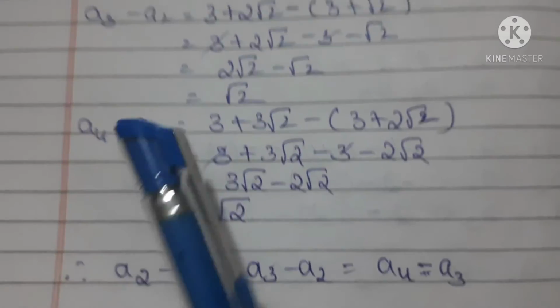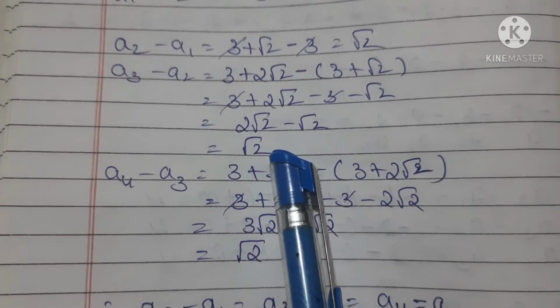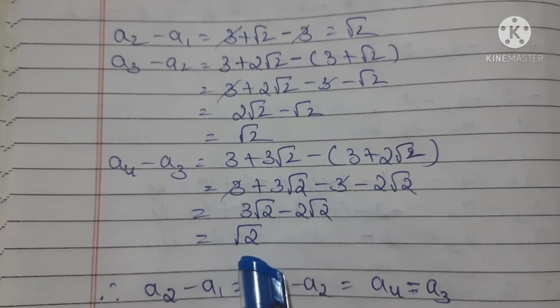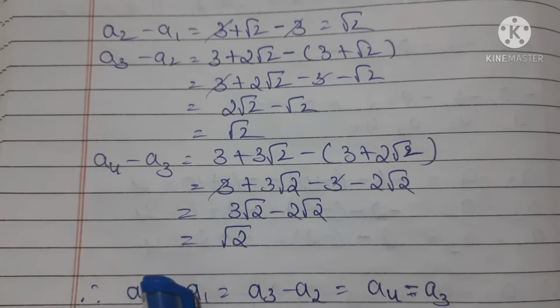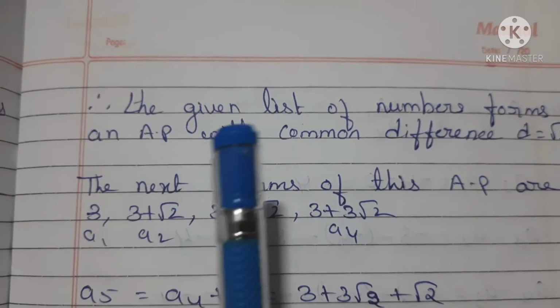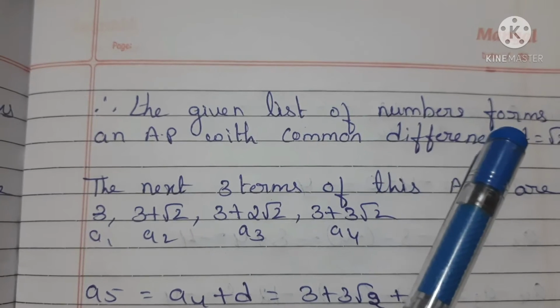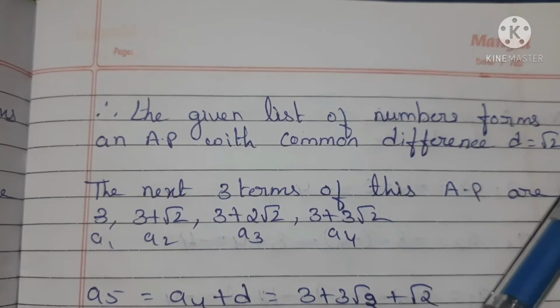Therefore, a2 minus a1 is equal to a3 minus a2 is equal to a4 minus a3. Here all the common differences are the same. Therefore it is an arithmetic progression. Therefore the given list of numbers forms an arithmetic progression with common difference root 2.